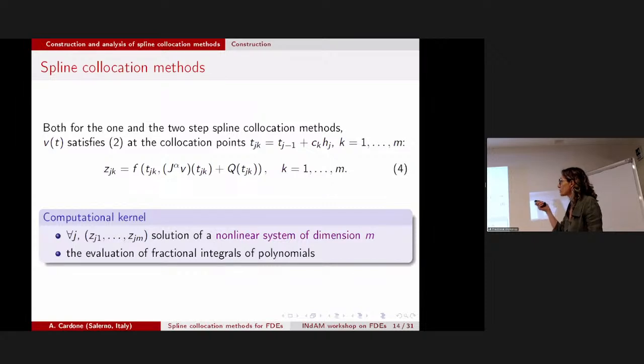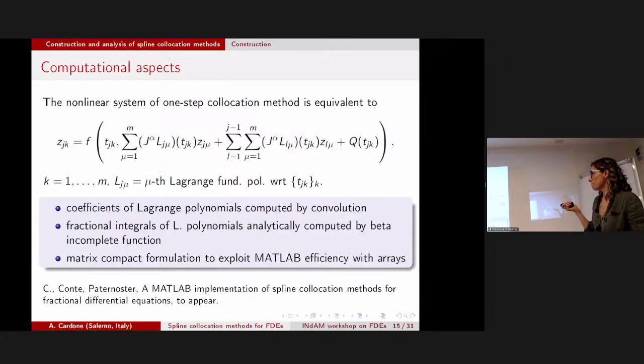Of course, to obtain a computational form of the nonlinear system B, we have to compute the fractional integral of function b, and this is equal to this formula. And so we have to compute the fractional integrals of Lagrange polynomials. This can be done analytically, so without any approximation error, once we know the coefficients of the Lagrange polynomials with respect to the canonical polynomial basis.